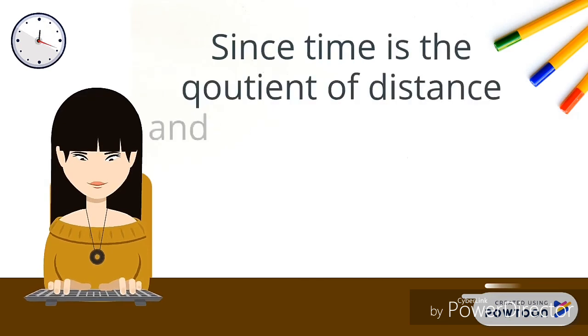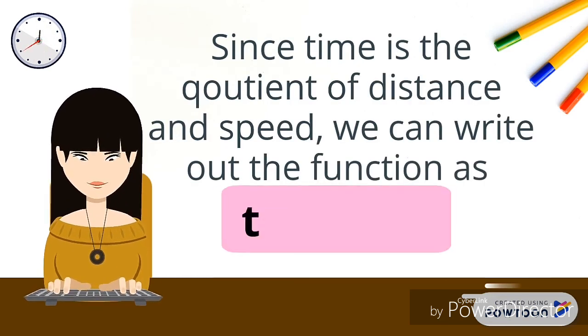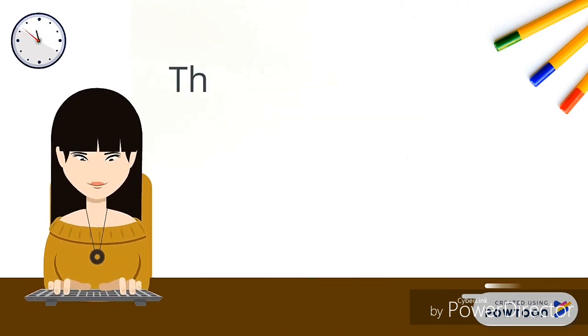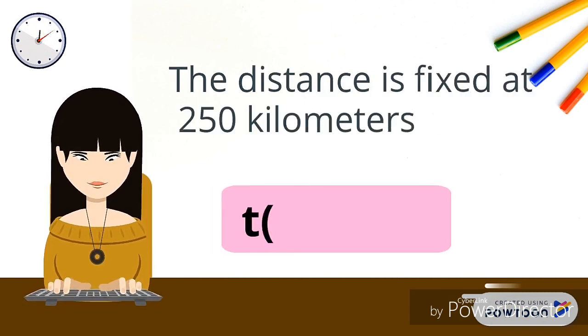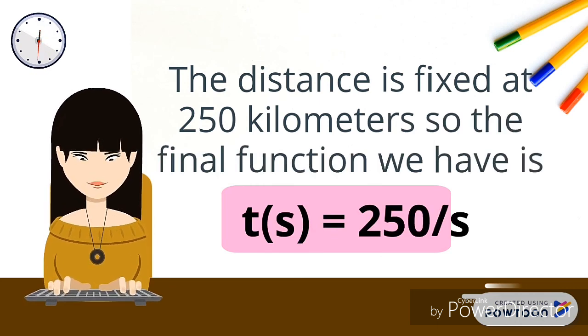Since time is the quotient of distance and speed, we can write out the function as t of s is equal to d divided by s. The distance is fixed at 250 kilometers, so the final function we have is t of s is equal to 250 divided by s.